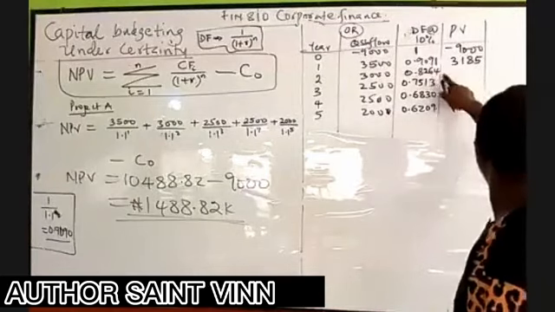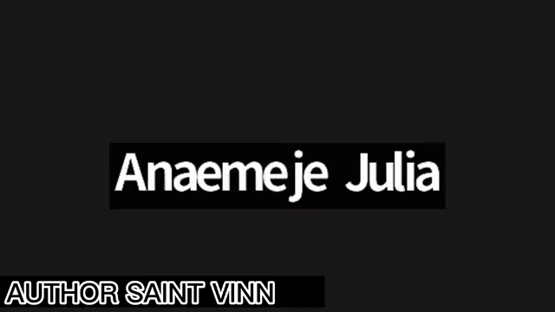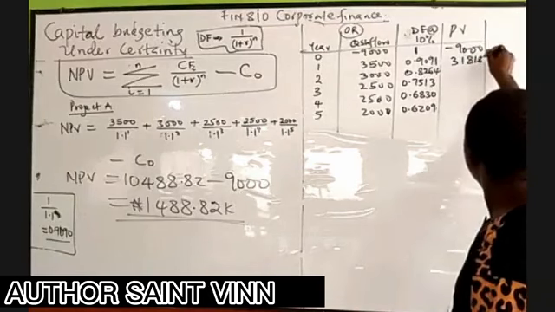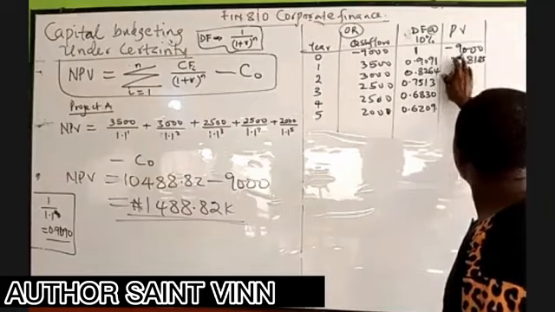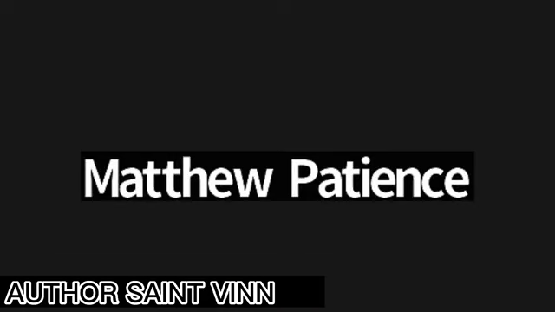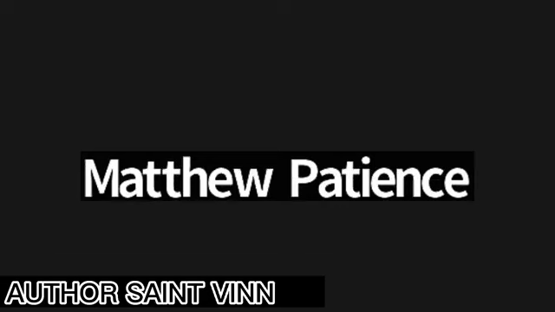3181.85. Next. 0.8264 gives 2479.2. Good.